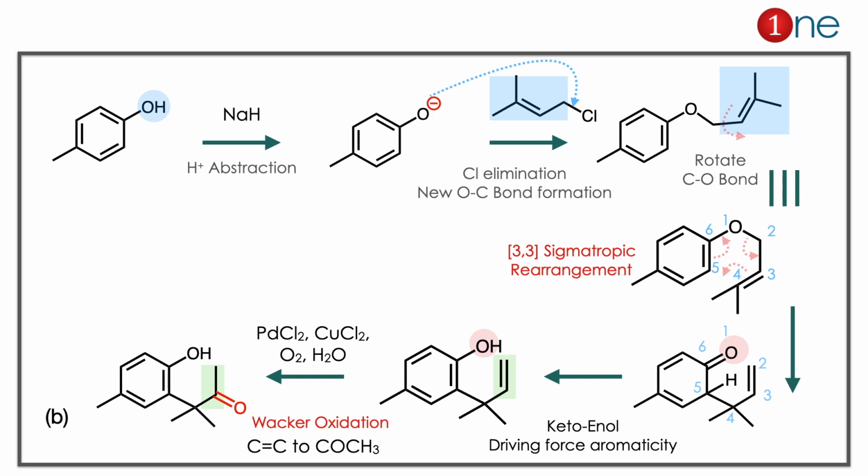Here you have to learn two important things. One is sigmatropic rearrangement. Even in the benzene system, sigmatropic rearrangement is possible and it gets back to aromaticity. Second thing is Wacker oxidation. Wacker oxidation is for terminal alkenes. The alkene is converted into COCH3 and you have the ketone there.